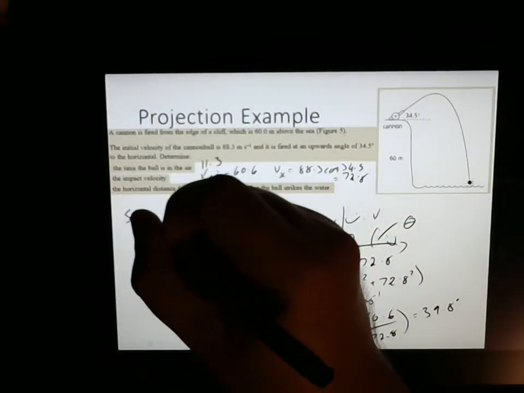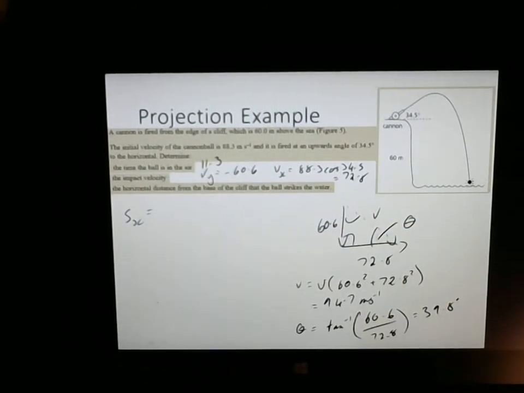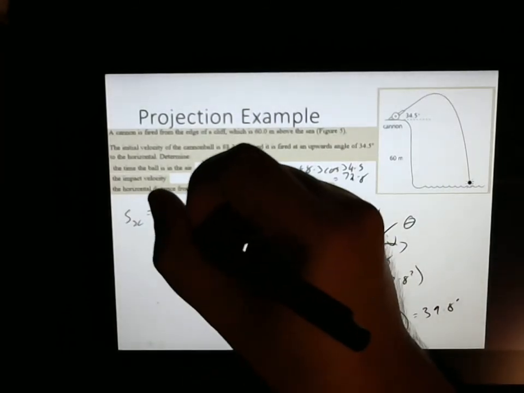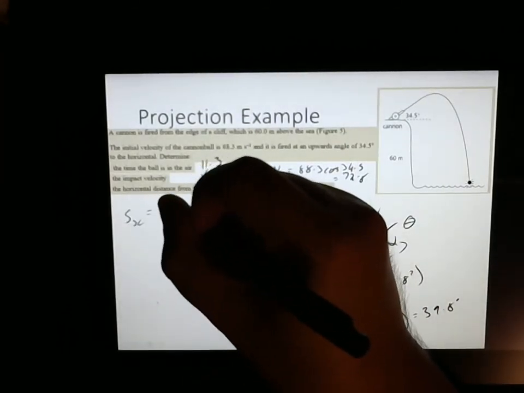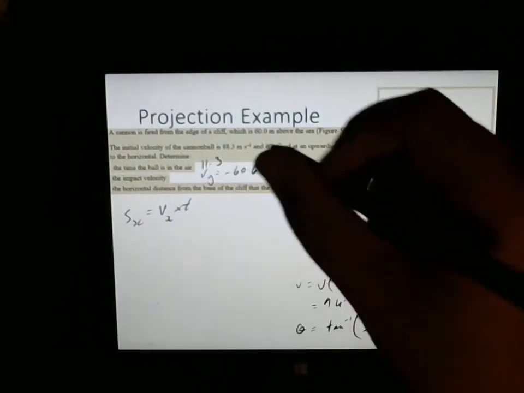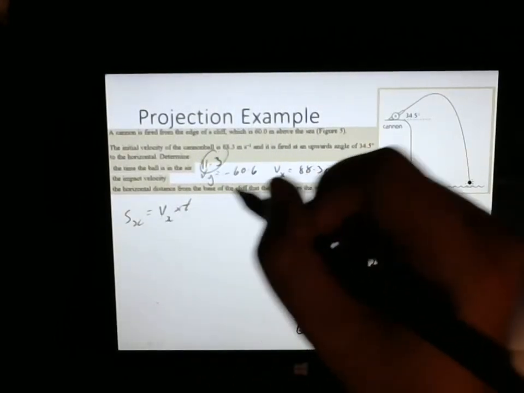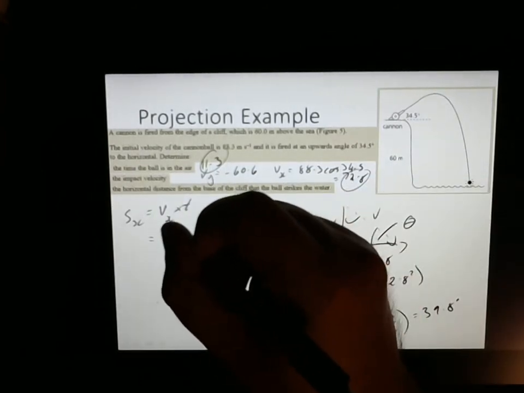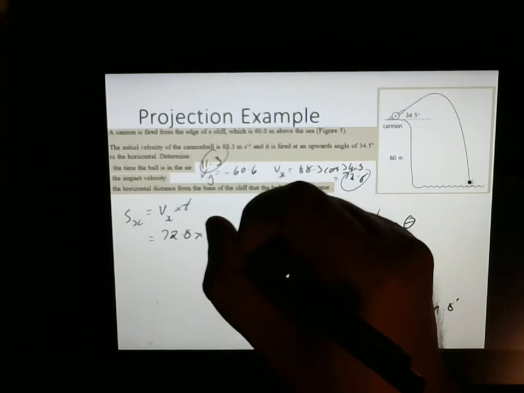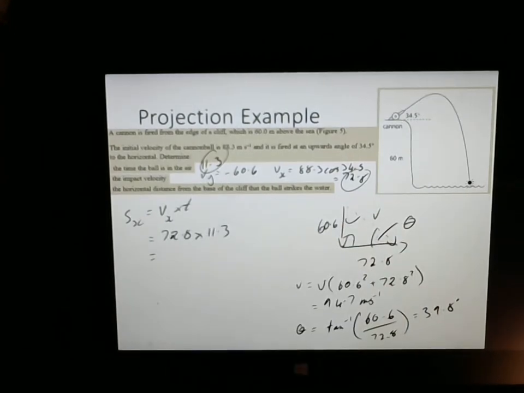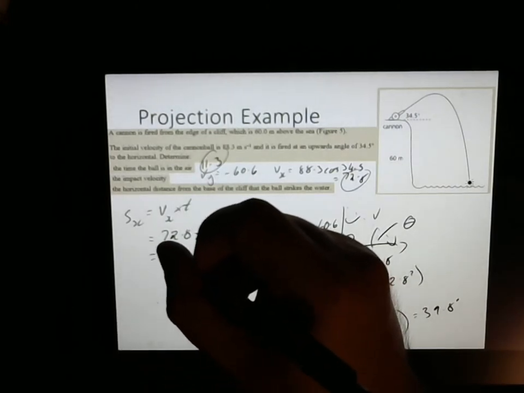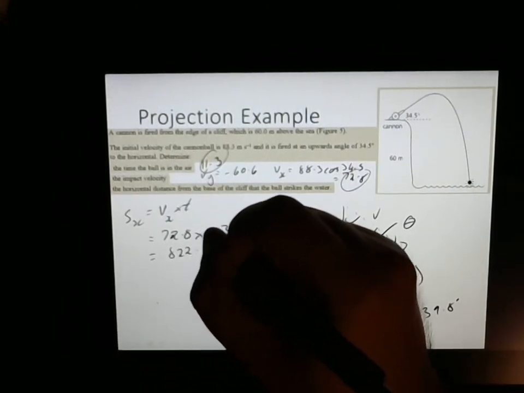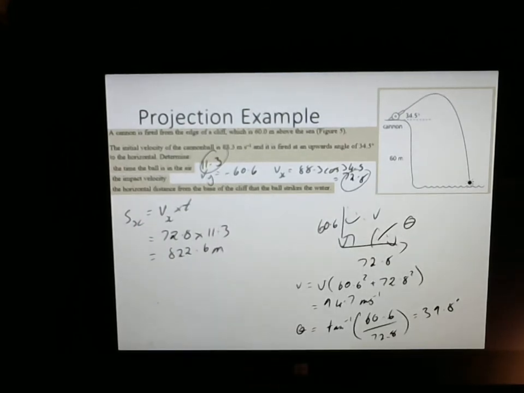Horizontal distance, s of x. We know there is no acceleration in the horizontal direction. So based off our formula, s of x will equal v in the x times t. We know t, we worked it out before. We know v of x, we just worked it out a second ago. So this is just going to be 72.8 times 11.3. 72.8 times 11.3 gives us an answer of 822.6 meters.